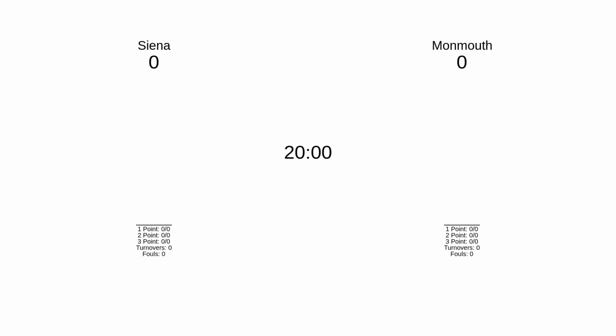First I'll be covering how to edit Team 1 statistics, which in this case is Sienna, since they are on the left side of the screen. To add 1 point, press 1. To add 2 points, press 2. To add 3 points, press 3.